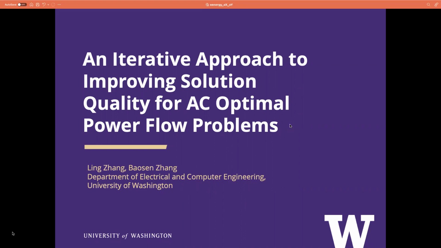I'm Lin. Today I'm going to talk about joint work with my supervisor Boston: an iterative approach to improving solution quality for AC optimal power flow problems.